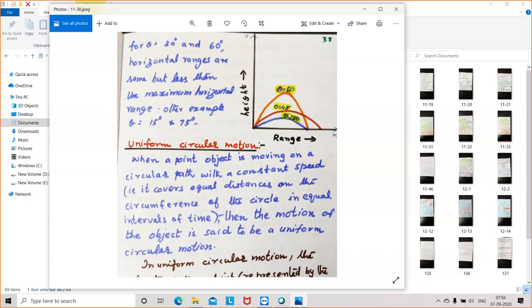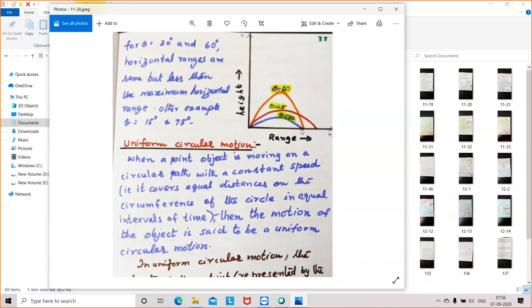But compared to the angle 45 degrees, we know the horizontal range will be maximum. So for any other pair of angles you take, they will not cover more distance than this. That means for an angle of projection of 45 degrees, that will be the maximum horizontal range. For all other angles, it will be less than that.